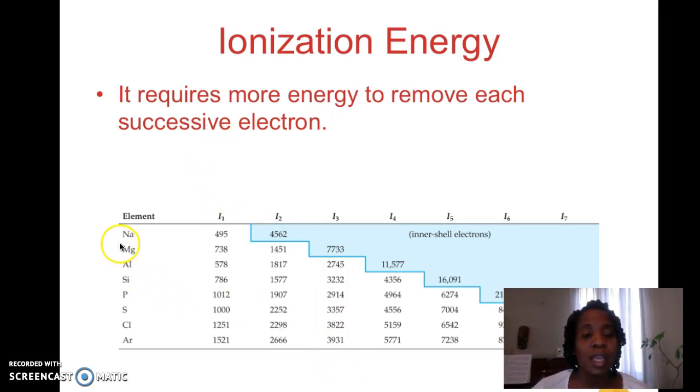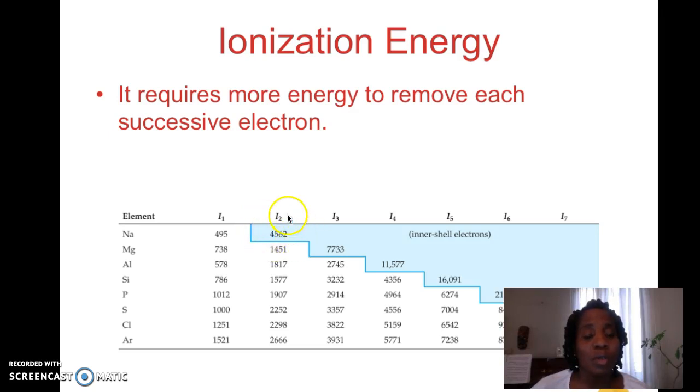So, if we look at this table, the first ionization energy refers to the energy required to remove the first electron to form sodium with a positive 1 charge. The second ionization energy refers to the amount of energy required to remove an electron from sodium ion with a positive 1 charge in order to form sodium ion with a positive 2 charge. Now you'll notice there's a huge difference here because I went from removing an electron from the third energy level to removing an electron from the second energy level.